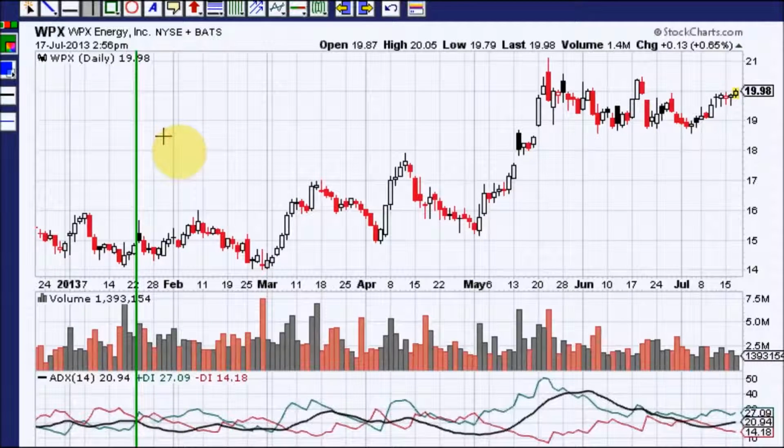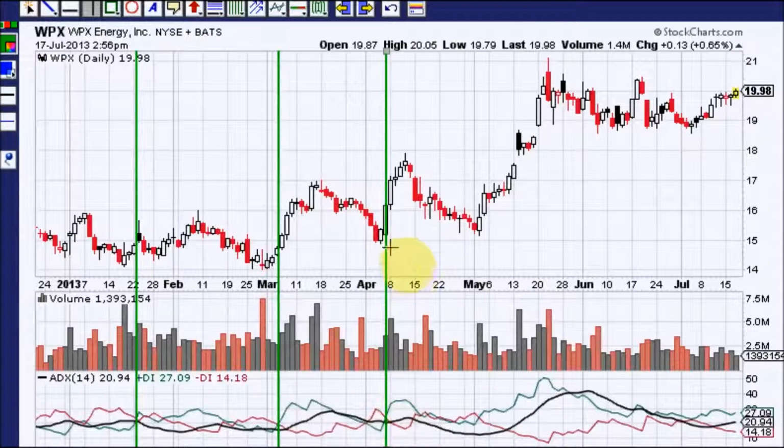It didn't work so well. The next instance is right here. The green DI plus is below the red DI minus, and it crosses up through it right here. That's a buy signal. Let me move that a little bit to the left, where the actual crossover is, right there. The stock went up very nicely from about $15 to $17. The next time it happens is right here.